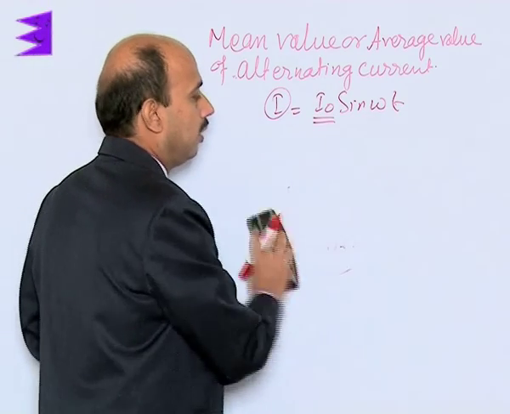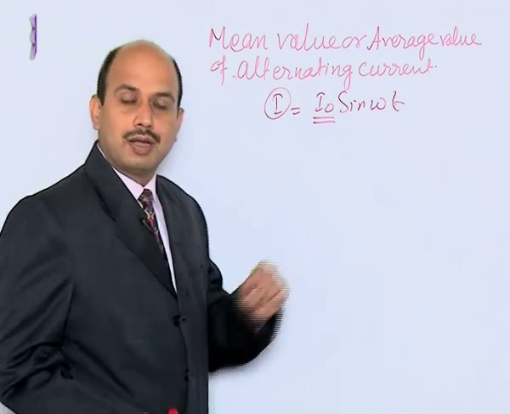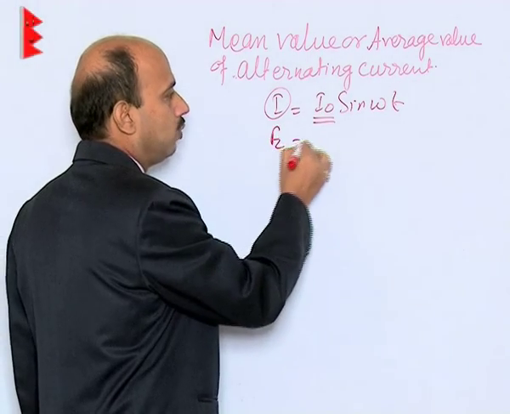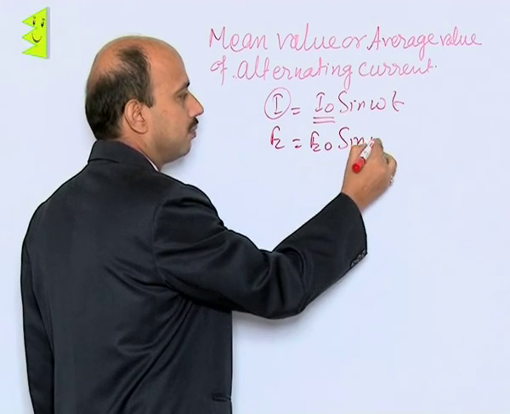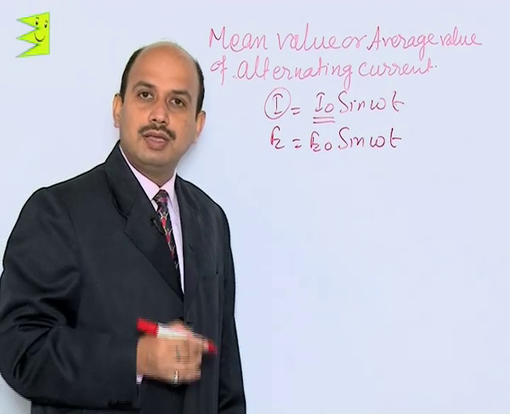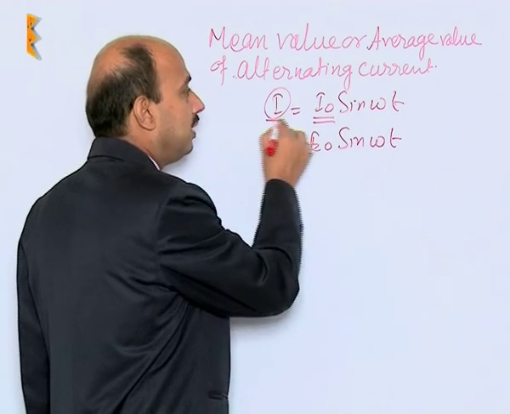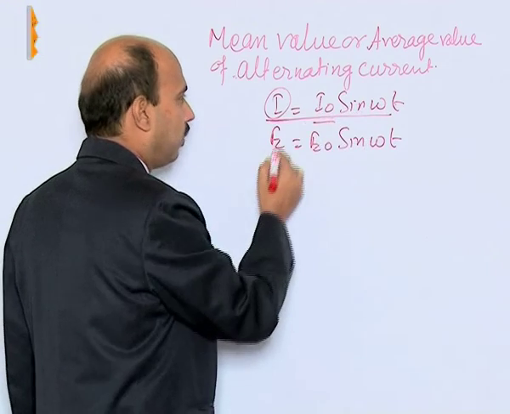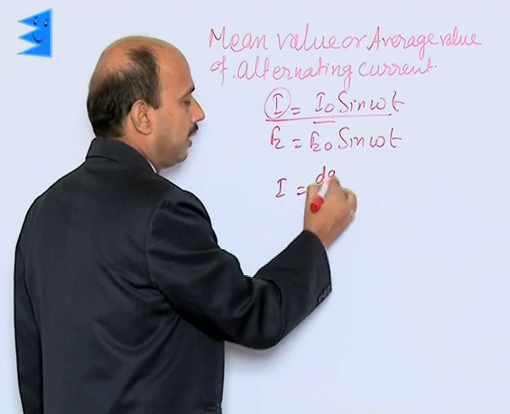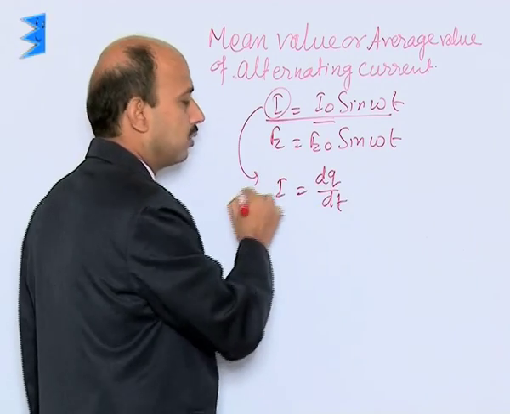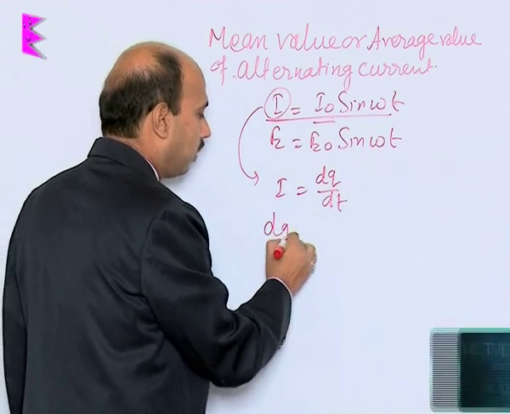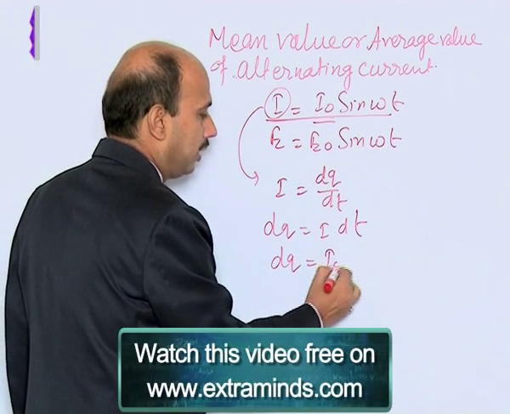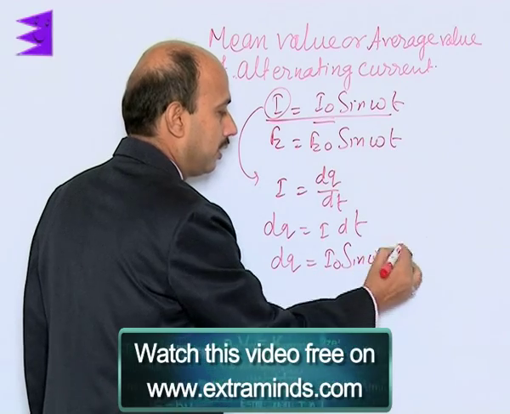So how do we calculate the mean value of AC? Just see here, we know I is equal to I naught sin omega t, that is the instantaneous value of current, and similarly E is equal to E naught sin omega t, that is the instantaneous value of alternating EMF. For the average value, we know I is equal to dq upon dt. Then we can write dq is equal to I dt, and then dq is equal to I naught sin omega t dt.